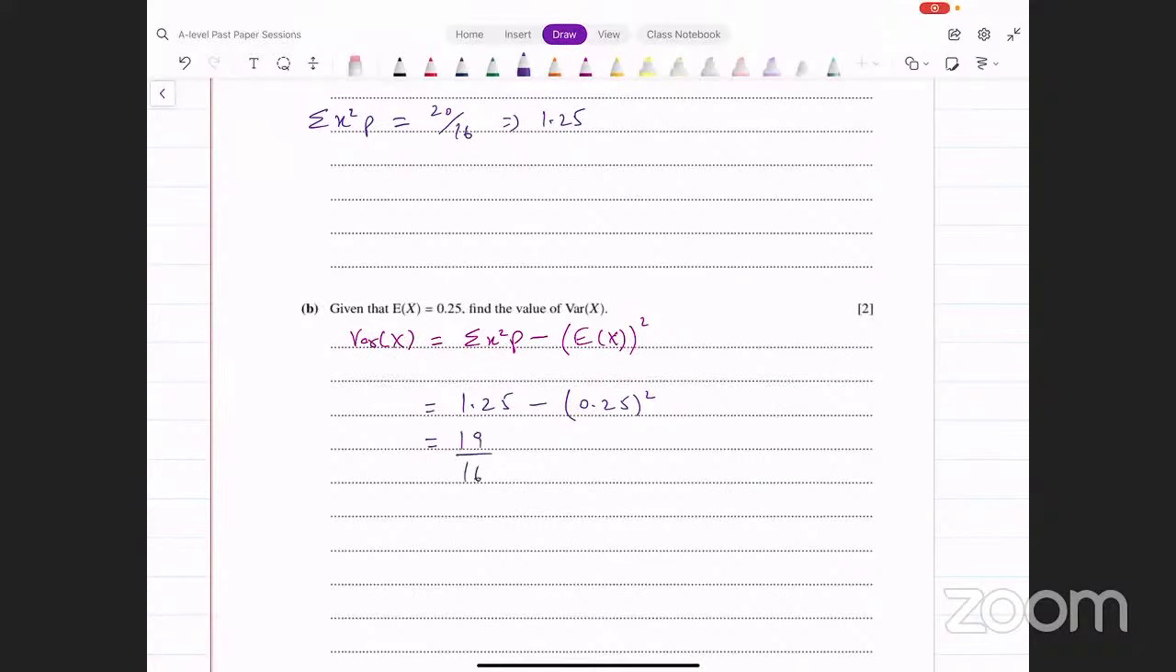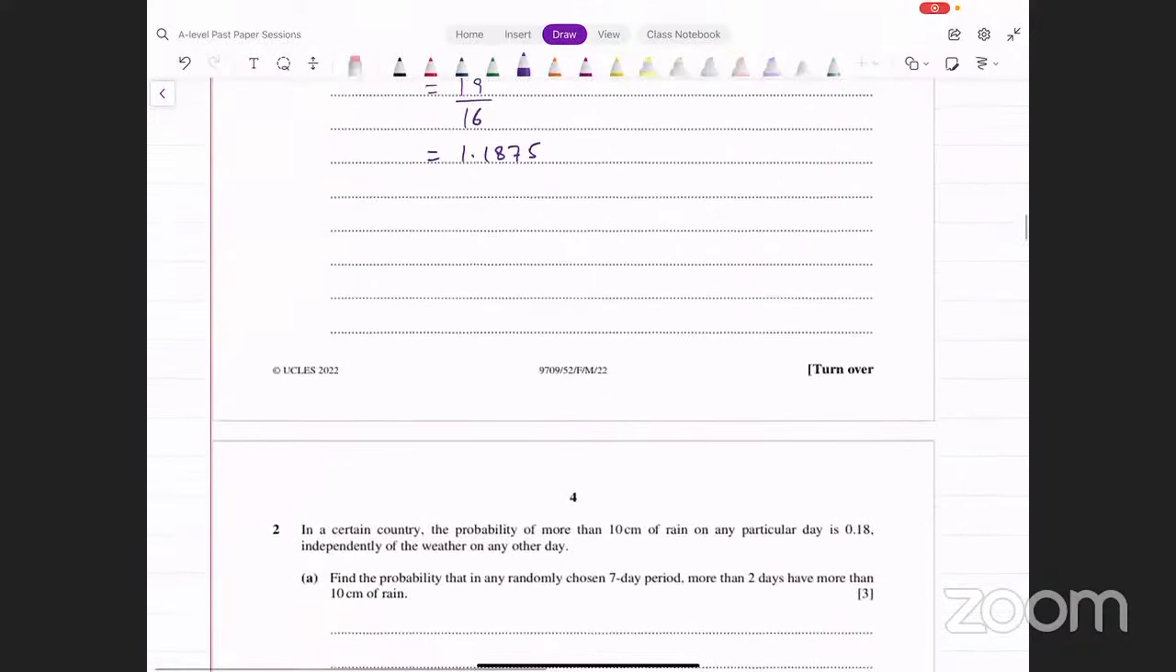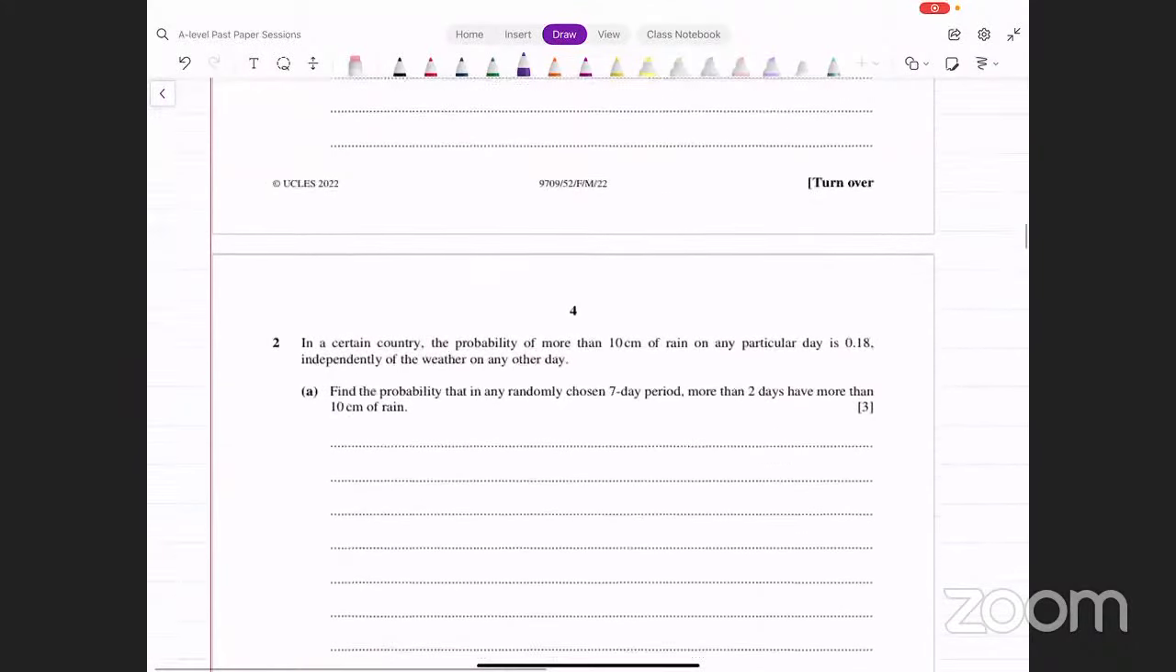And you can write this in decimals if you want. Decimals आपके पास ये क्या आ जाएगा? This is giving me 1.1875. You can write all of that, and that's going to be okay. आप इसको round off करना चाहते हो आप कर भी सकते हो. That's the result. ठीक है, that's the variance. That's the first part, pretty straightforward. Let's look at the next one.